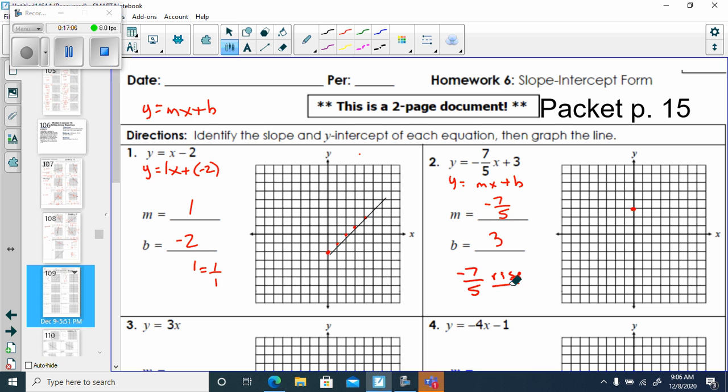Okay, it doesn't matter which one gets the negative, whether it's the 7 or the 5. You're going to get the same answer either way. You just give it to one of them, because if it were negative 7 over negative 5, that would be positive 7/5. And we're talking negative 7/5, so we give it to one of them. Let's go down 7. 1, 2, 3, 4, 5, 6, 7. Then over 5. 1, 2, 3, 4, 5. All right, there would be my 2 points. And all I got to do is draw my line segment between them. Extend it on out. Let's look at the next one.